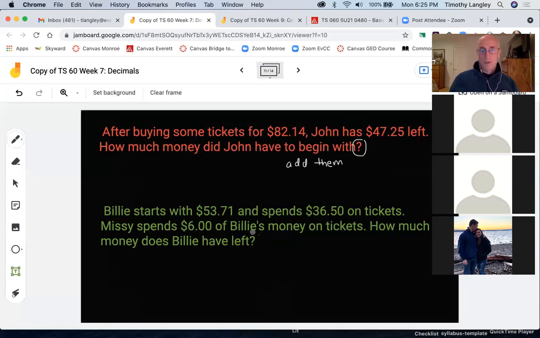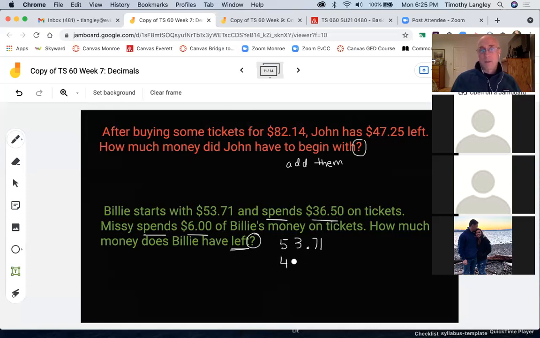Again, I want you to notice this is the sentence with a question mark. Here's our keyword in the question. We're going to do something with that, okay? So what we're going to do is take the $53.71 he starts with, minus what he spent on this right here, and on this. So what I would do is add 36 and 6, and that would give me $42.50.